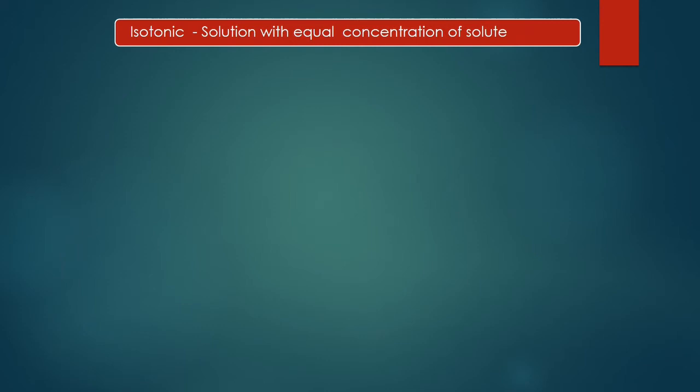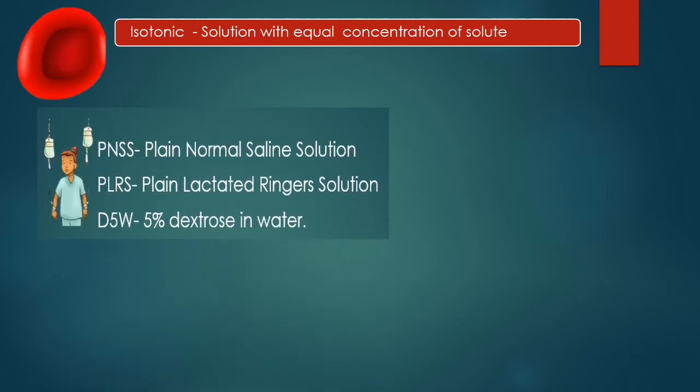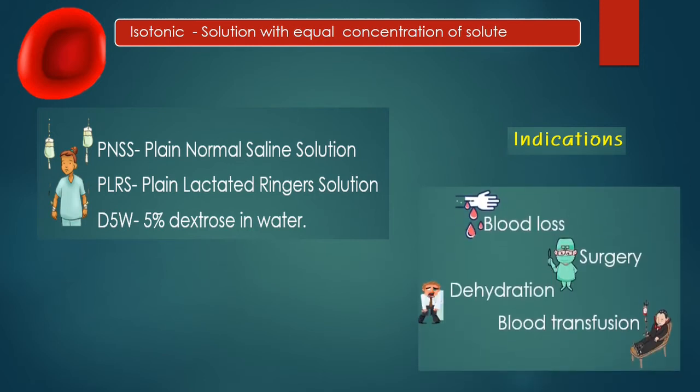Isotonic solution, meaning there is an equal concentration of a solute, and this will result to a normal cell. These are the available IV fluids under isotonic solution, and these are the reasons why there is a need to administer isotonic solution in cases of blood loss during surgery, in dehydration situation, and blood transfusion.